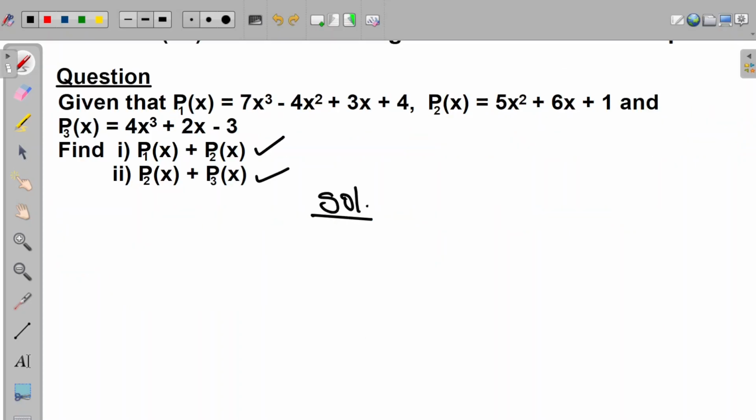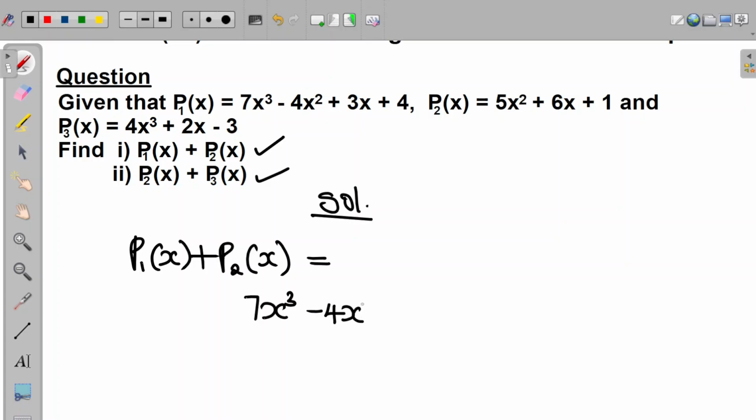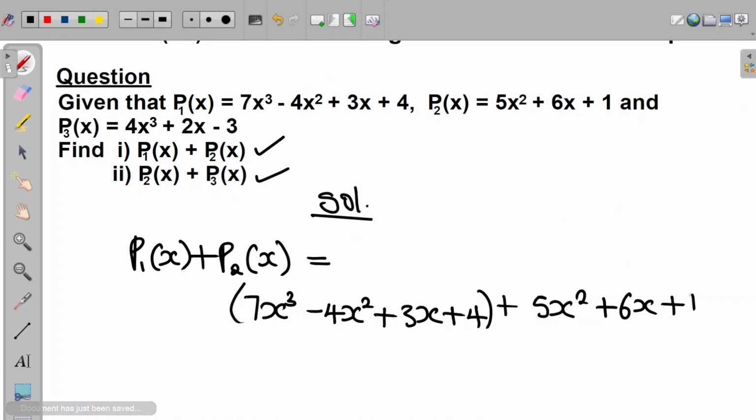So the first one we're given is P1 of x plus P2 of x. So P1 of x is given as 7x cubed minus 4x squared plus 3x plus 4. All will be enclosed in a bracket, plus P2 of x is 5x squared plus 6x plus 1. Also, everything will be enclosed in a bracket.